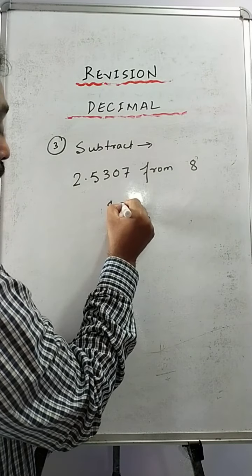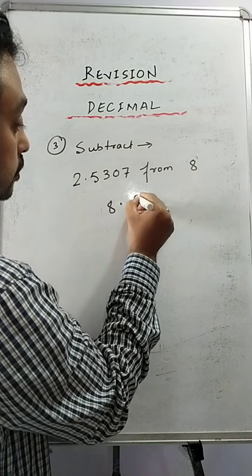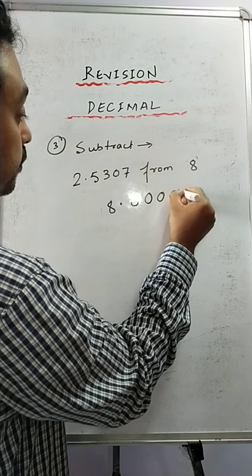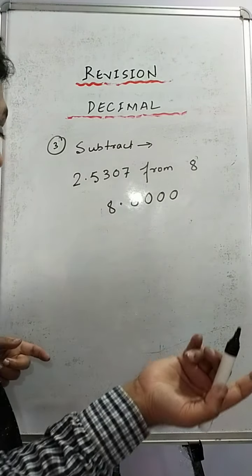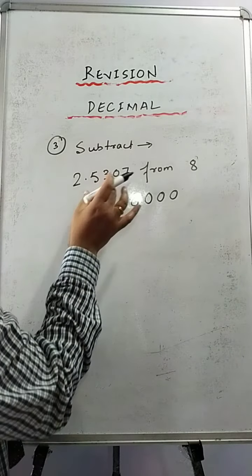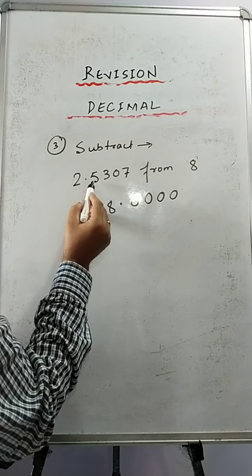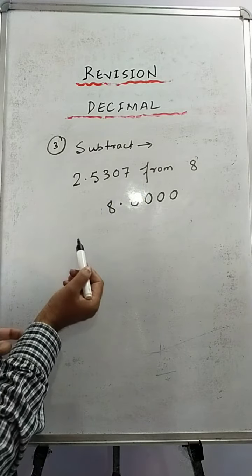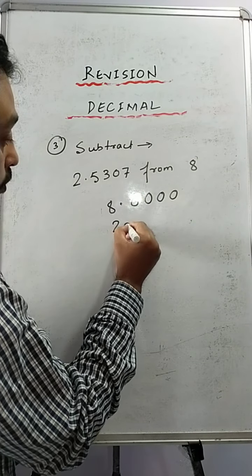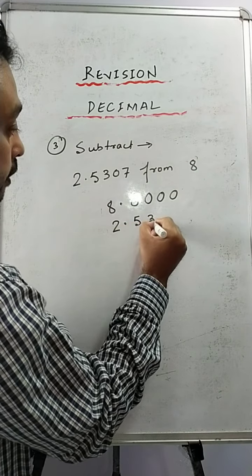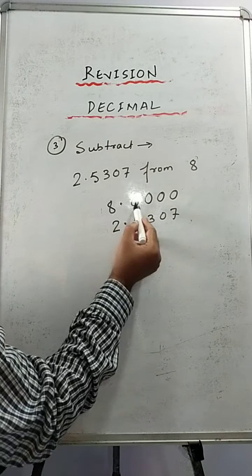8 means 8 point, and then you have to write the zeros, 1 2 3 4. Why 4 zeros have I given? Because the number which I will subtract from 8 is carrying 4 digits after the decimal. Fine, so we'll write it down, 2.5307. Understood why I have written 4 zeros?